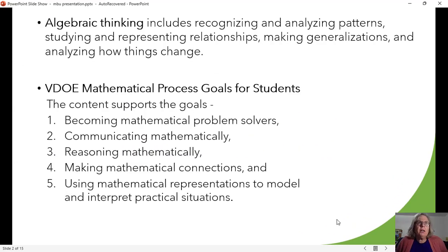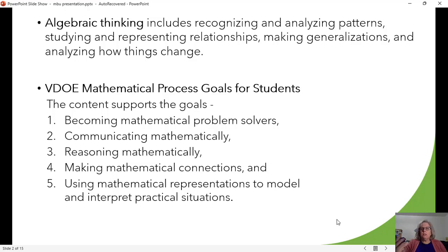Okay, math process goals for students. Math process goals are the overarching things we want our students to be able to walk away with. They need to become mathematical problem solvers. They need to communicate and reason mathematically. They need to be able to make mathematical connections and use mathematical representations to model and interpret practical situations.